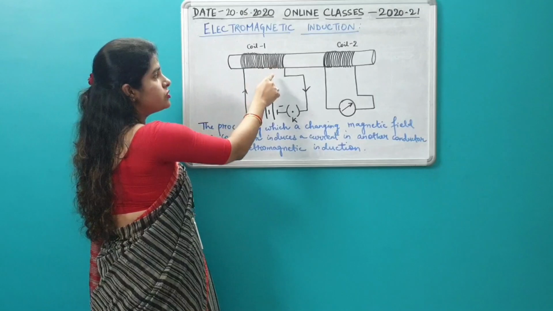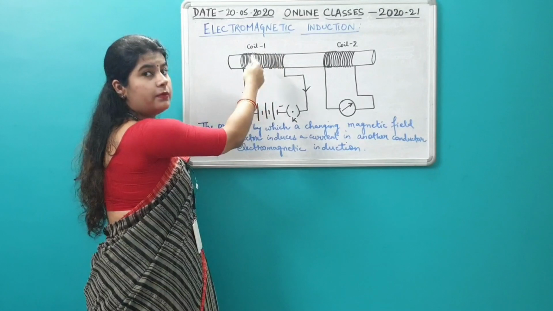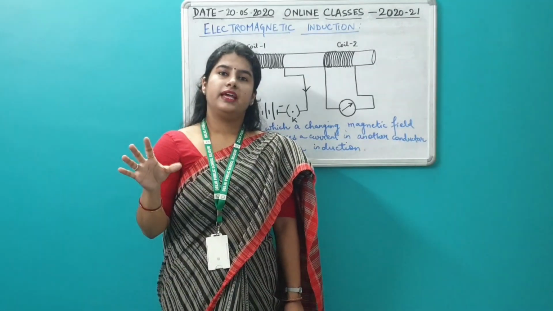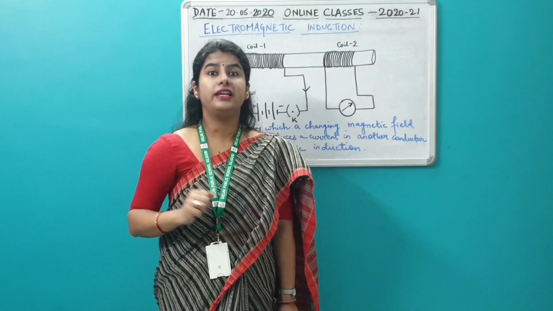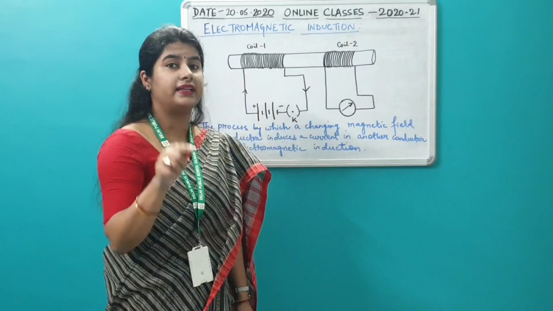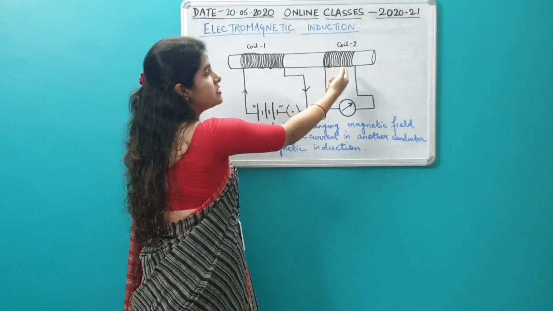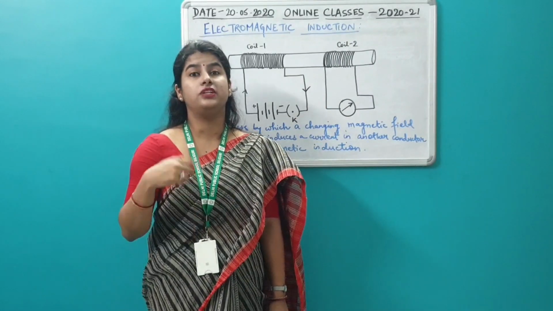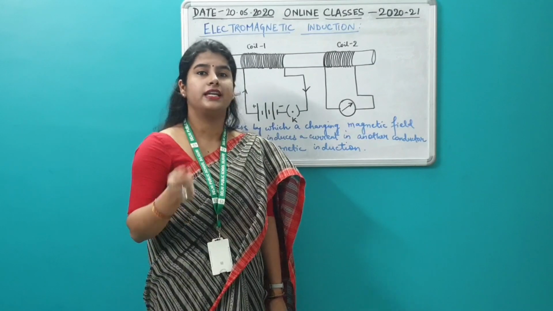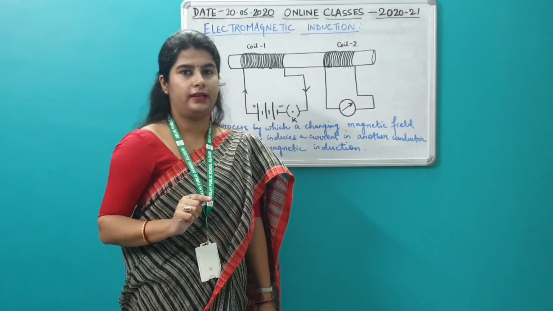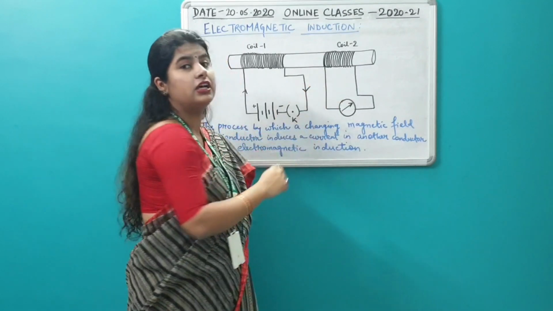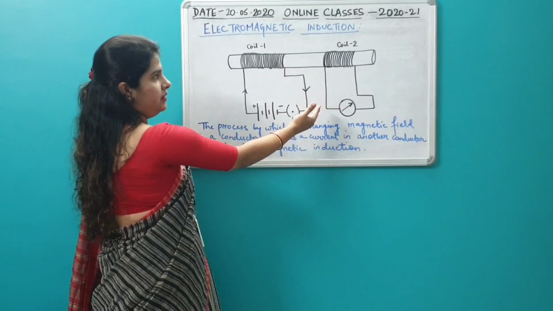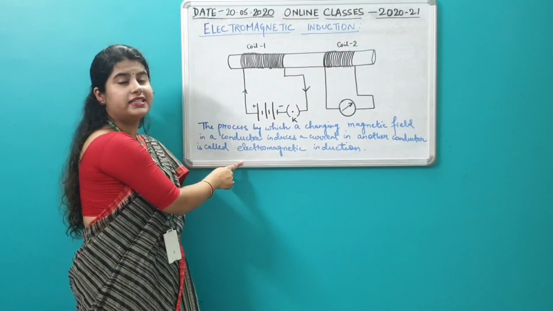When current is passed through the coil, there is a magnetic field created by this conductor, we know. When current flows through a conductor, it behaves like a magnet. So there is a magnetic field around the conductor. So this coil 1 has a magnetic field, and because of this, there is a magnetic field in coil 2 also. As a result, there is an induced current produced in coil 2, that is the secondary coil. Got it? So this phenomenon is known as electromagnetic induction.